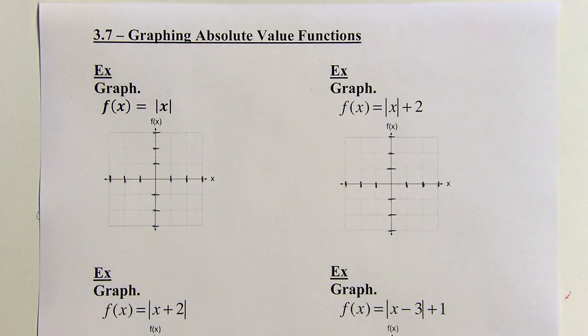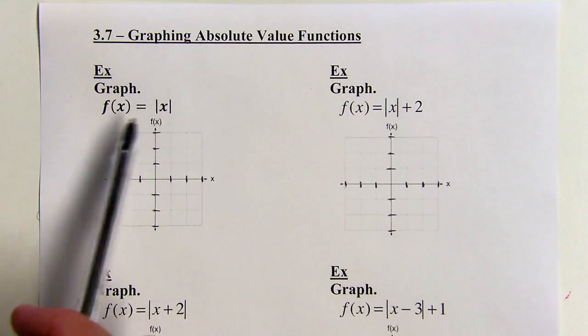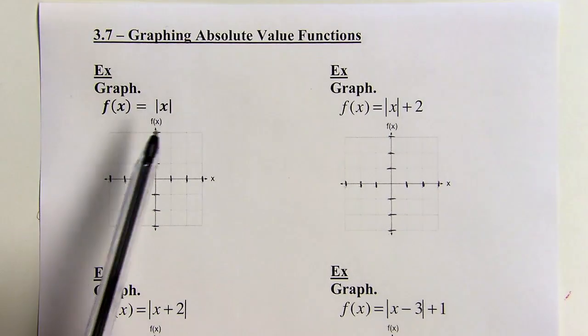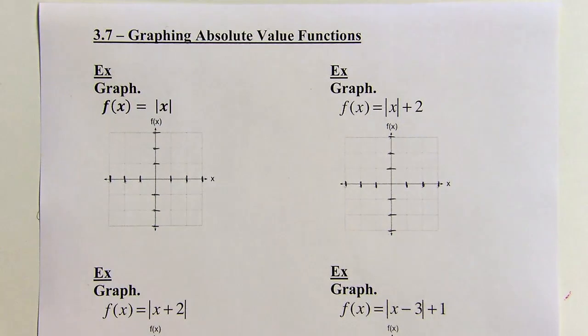Okay, 3.7 is graphing absolute value functions. Okay, so here's an absolute value function. This is the most basic absolute value function you could have. There's nothing added or subtracted or multiplied. So we've got f of x equals the absolute value of x.